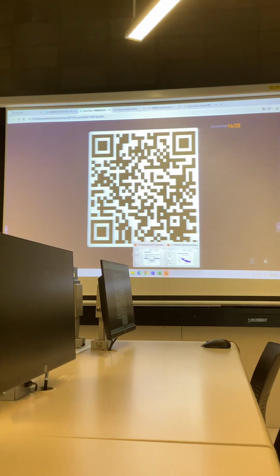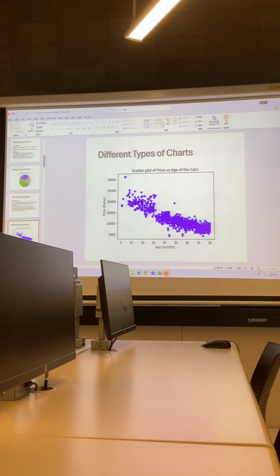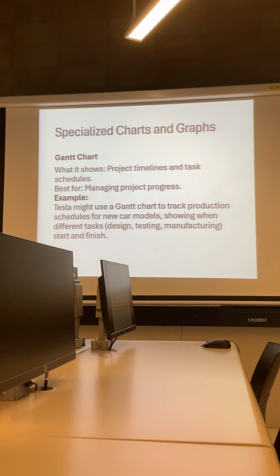Now we move forward to another chart. They call it a GANTT chart, but I don't know how to say it. I know some people say GANTT chart. But this is from the name of the founder.